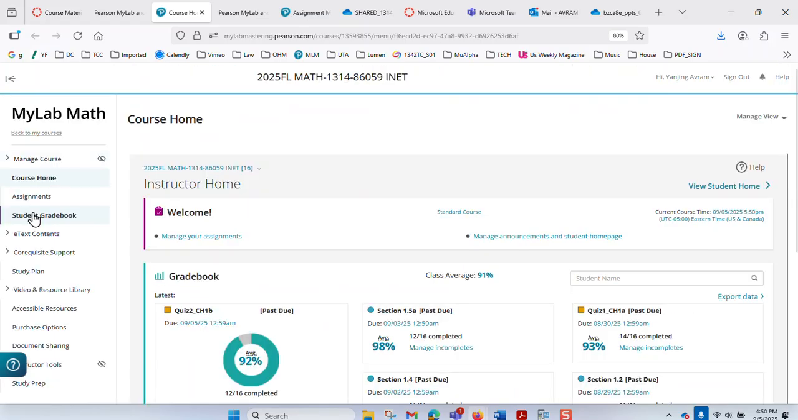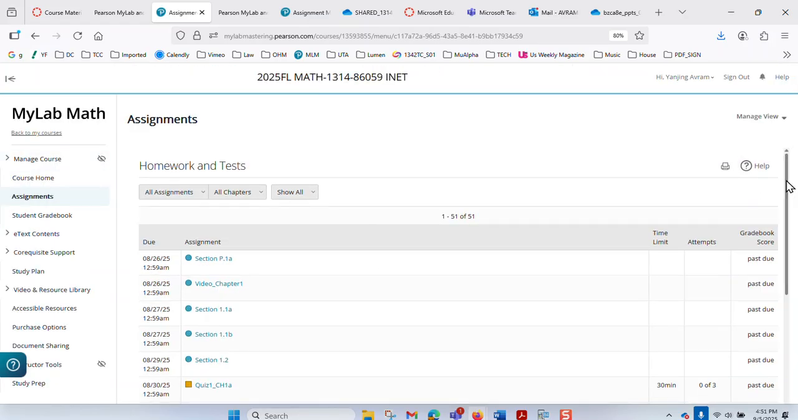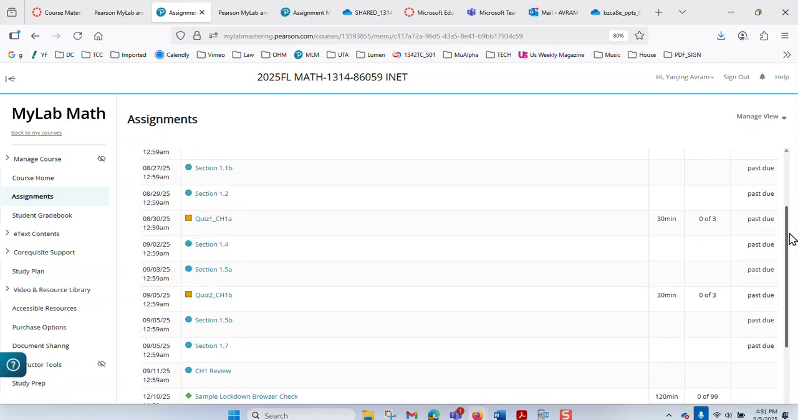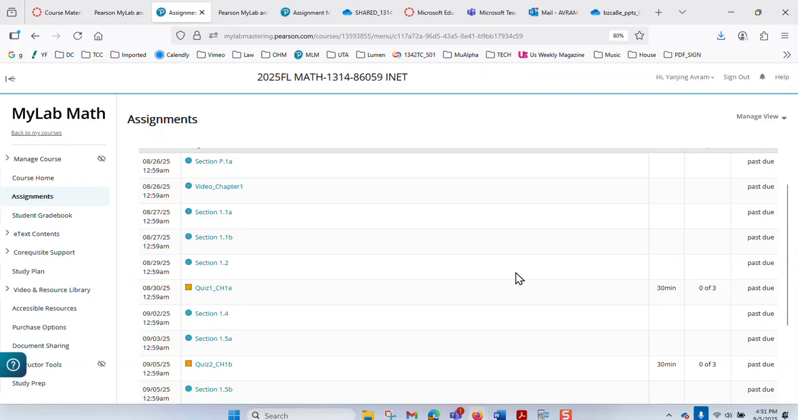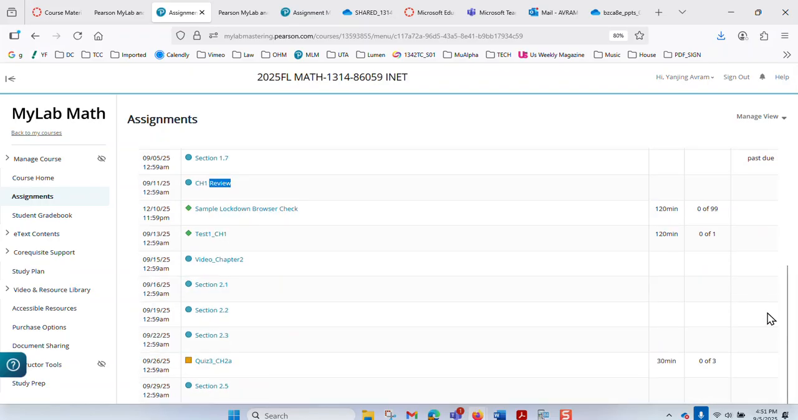Okay, so if I go to the assignment here, you will see we have 1.12. We skipped the 1.3, looks like. Okay, so we skipped the 1.3 and 1.6. All right, so that is chapter 1, and after chapter 1 here, you will have a little bit of review. You will have a chapter review in here, and then you will have test 1.